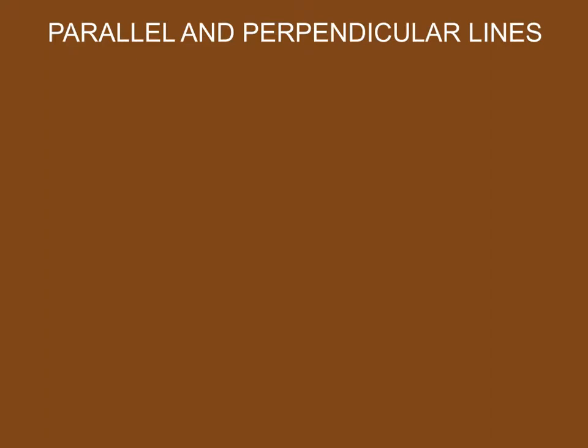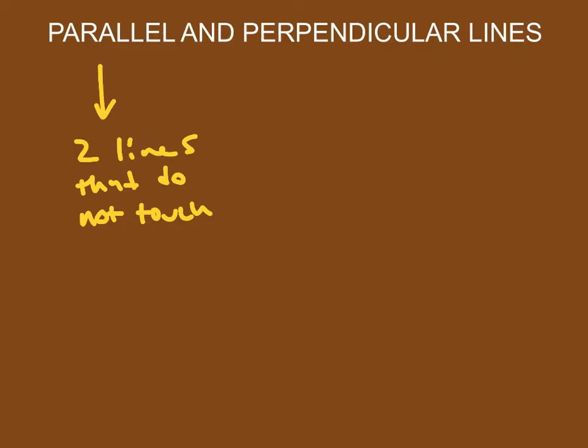Let's first talk about what parallel lines are. These are two lines that don't touch. If we draw a pair of parallel lines, I'm simply going to draw two lines next to each other that have arrows on them to indicate that they're parallel.